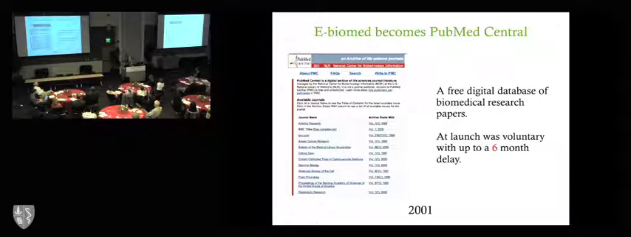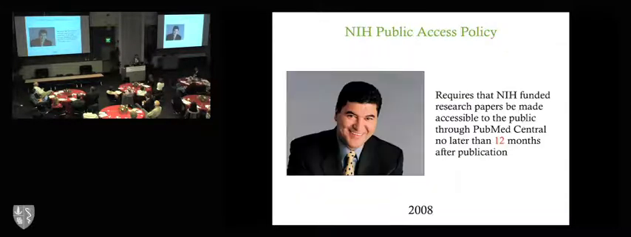But when PubMed Central started off on the ground, it was voluntary. So it did not compel either publishers or authors to put their content into it. It's a totally voluntary service for the publishing community. And it allowed a delay of up to 6 months for journals who wanted to participate in PubMed Central. Okay, so 1999, we have immediate free access to the literature. 2001, we have 6-month delayed access to the literature.